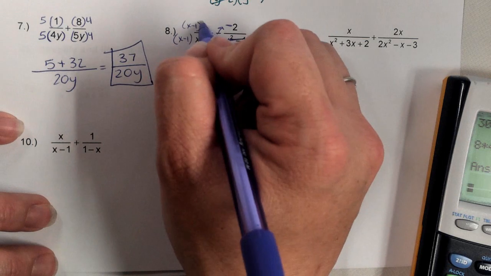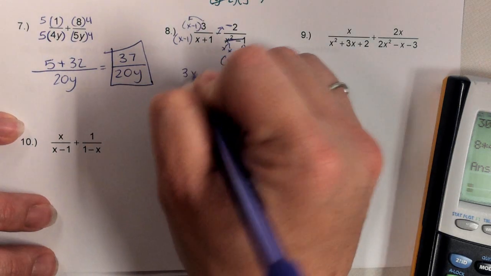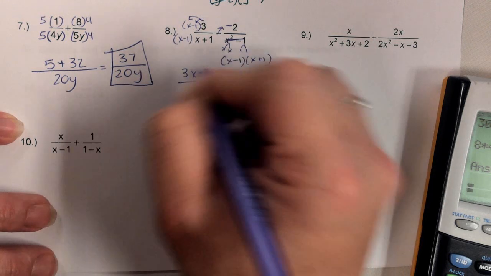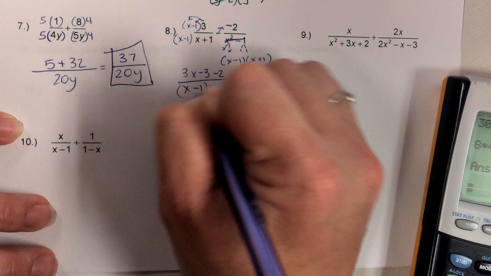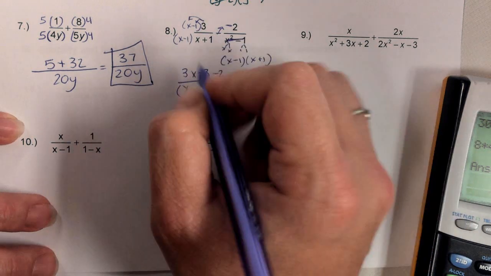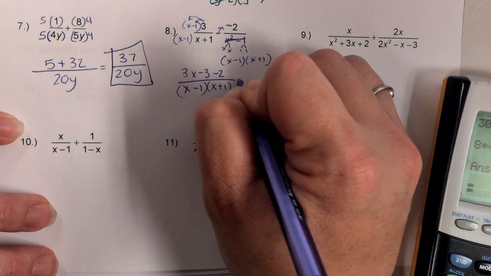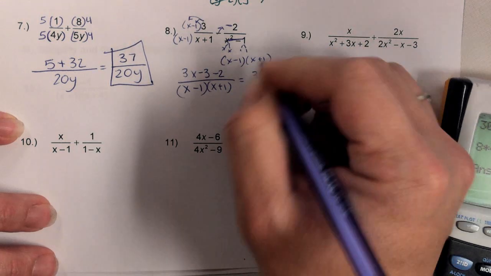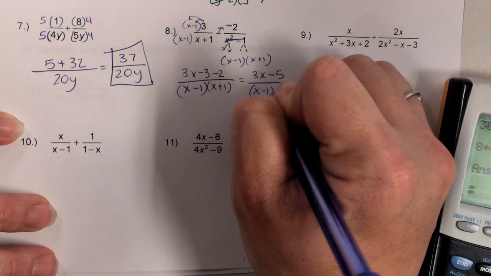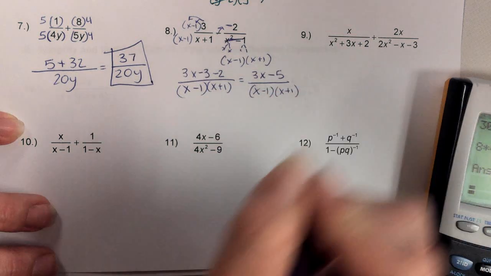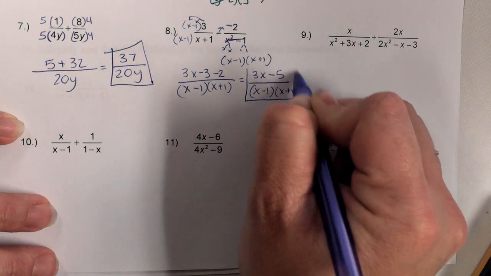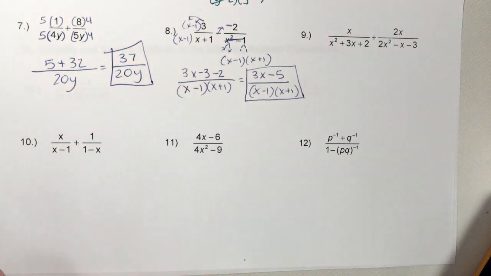So I end up with 3x minus 3 minus 2 over x minus 1, x plus 1. If I simplify that, I end up with 3x minus 5 over x minus 1, x plus 1. And that does not simplify, so that is my answer.